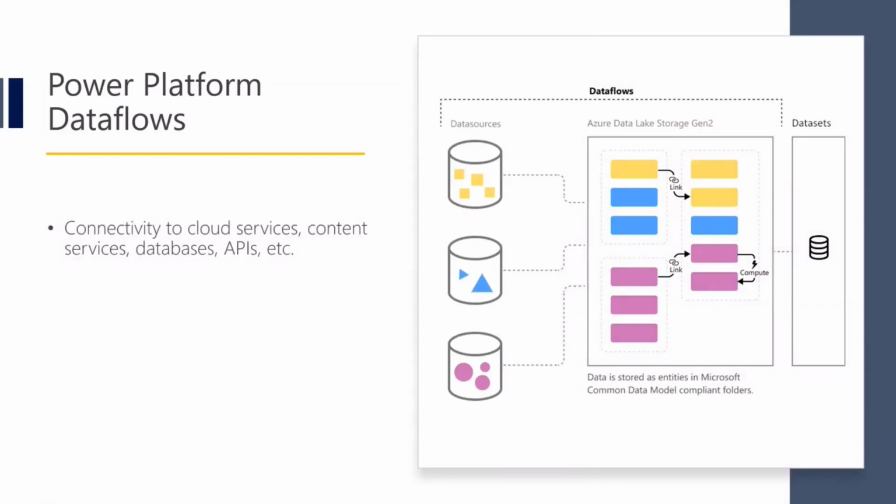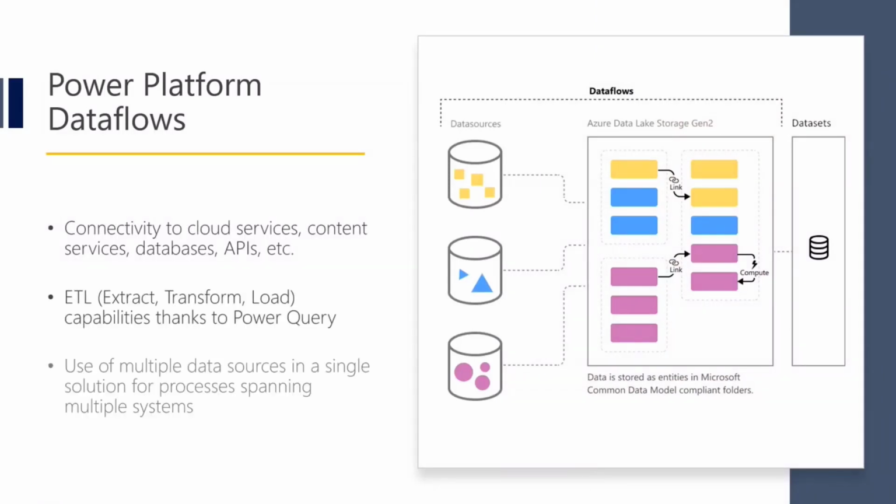Okay. I'm here to talk to you about Power Platform Dataflows. You can see here is a tool that Power Platform gives us to connect to services and get that information to Dataverse. As you can see, we have connectivity to cloud services, content, databases, APIs. No matter the service that you want to connect, even on local services that you may have on your organizations, you can use Dataflows to extract that information into Dataverse.